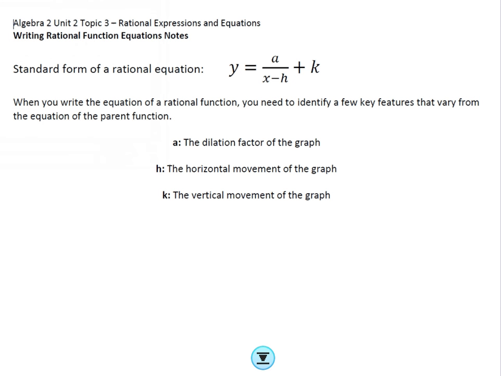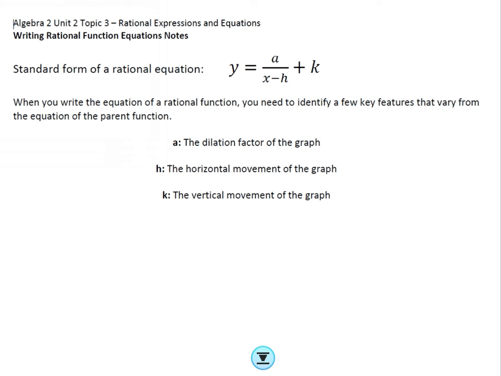Alright, hi guys. Today we're going to be talking about writing rational function equations. In our last videos, we talked about given a rational equation, specifically the graph of a rational equation, how could you find the horizontal and vertical asymptotes? How could you find the domain and the range, and also the transformations? We are going to expand upon that by taking those same graphs and writing standard form rational equations from those graphs.